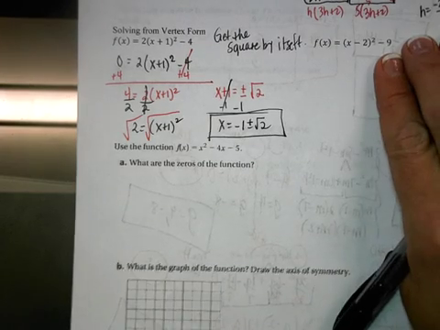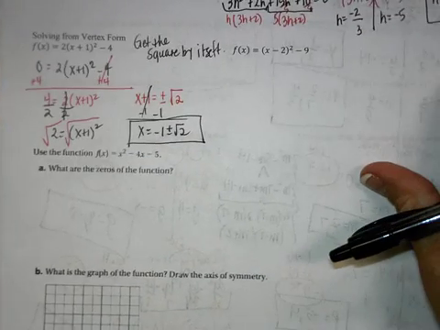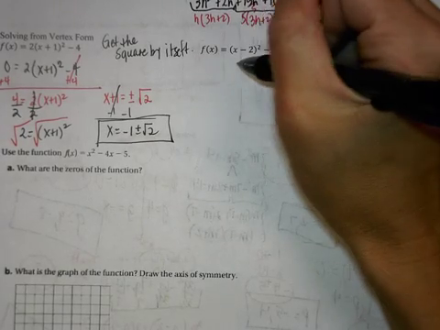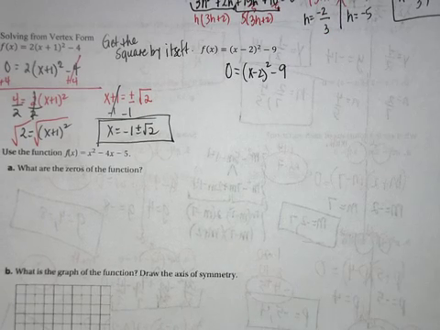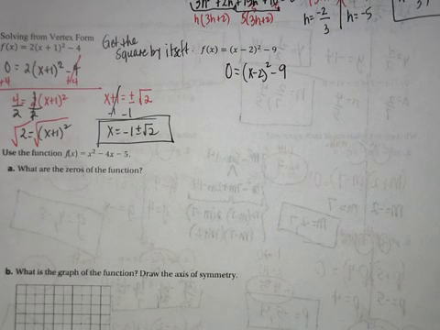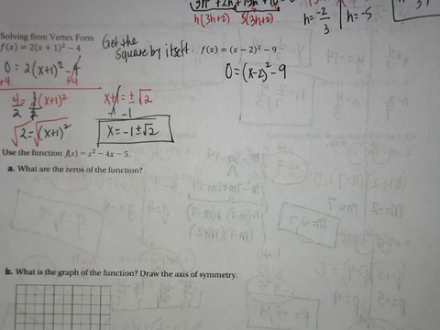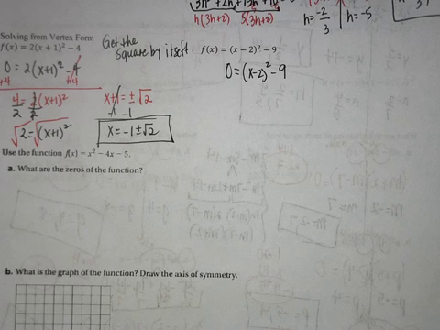All right, you guys tried this one on your own. Get the square by itself and let's see if you can solve it. So start by plugging in 0 for f of x. So 0 equals x minus 2 squared minus 9, and then go through and solve it. Okay, remember, if you can simplify your root, then you need to get the 2 answers.